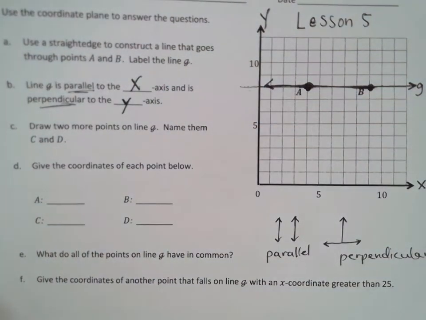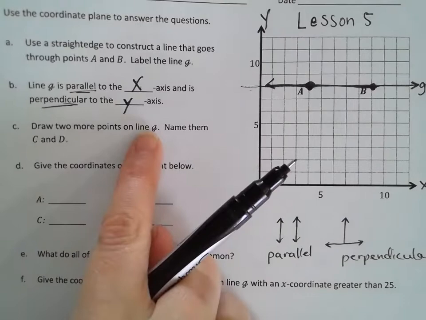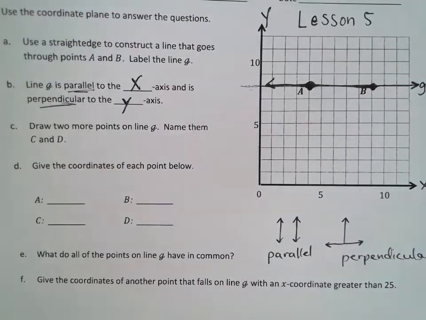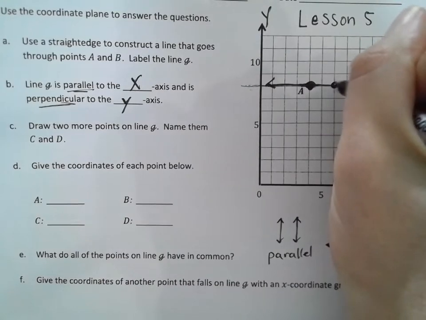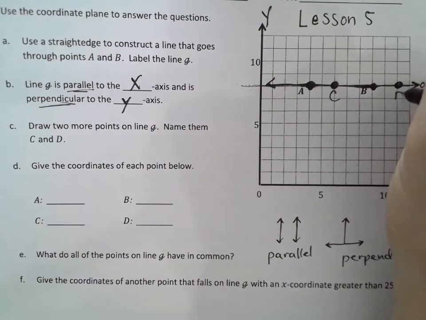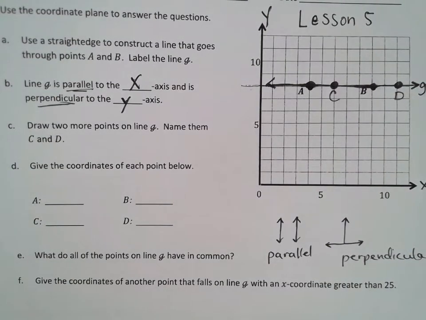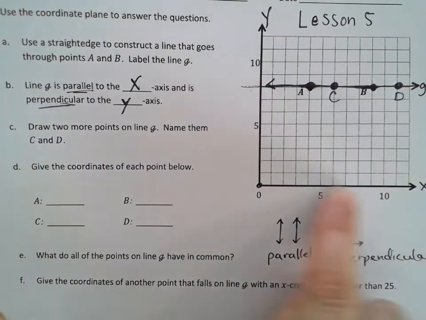Then draw 2 more points on line g. Name them C and D. I can actually pick, so I'm going to put C here, and then I'll put D down here, okay? It says give the coordinates of each point below. We know how to do this. We always start at the origin and travel on the x-axis first, so we're going to point A first.